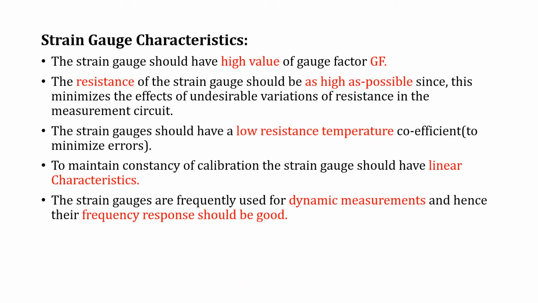Then move on to strain gauge characteristics. The strain gauge should have a high value of gauge factor. The resistance of the strain gauge should be as high as possible, since this minimizes the effect of undesirable variation of resistance in the measurement circuit. The strain gauge should have a low resistance temperature coefficient. To maintain consistency of calibration, the strain gauge should have linear characteristics. Strain gauges are frequently used for dynamic measurements, and hence their frequency response should be good.